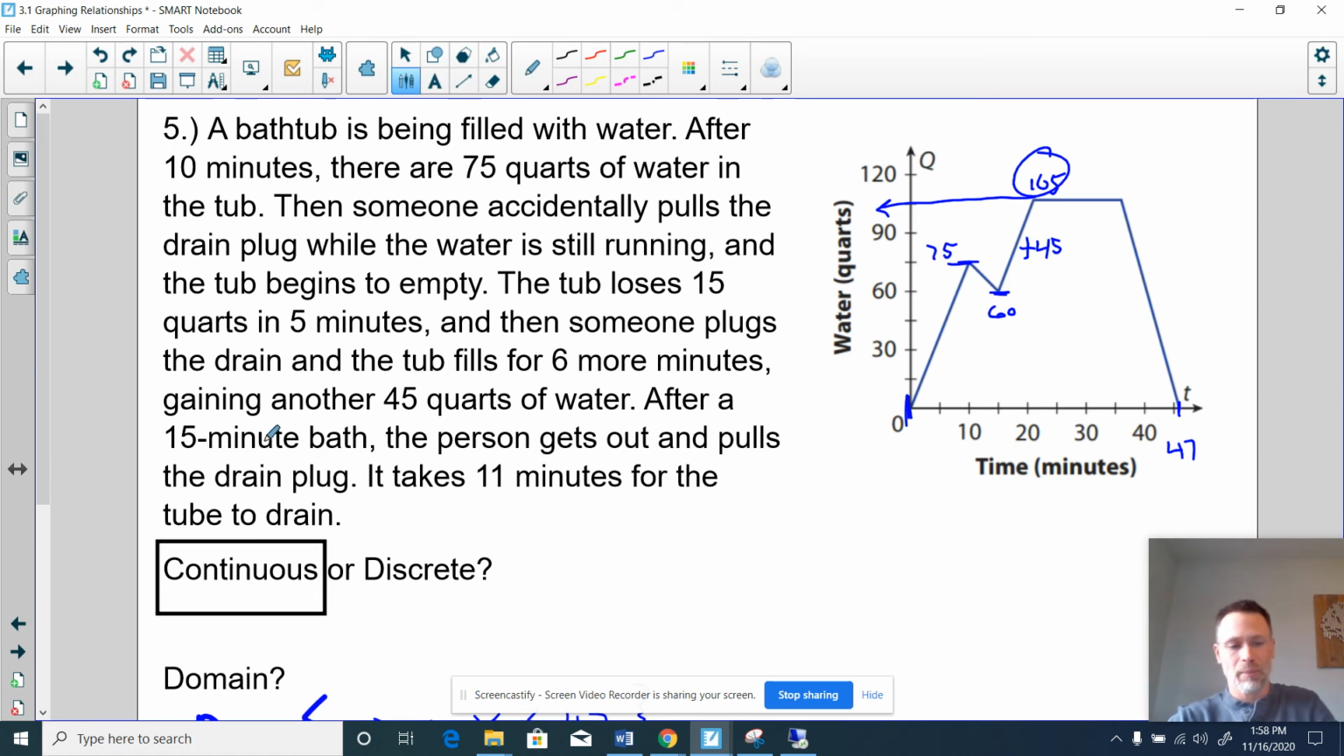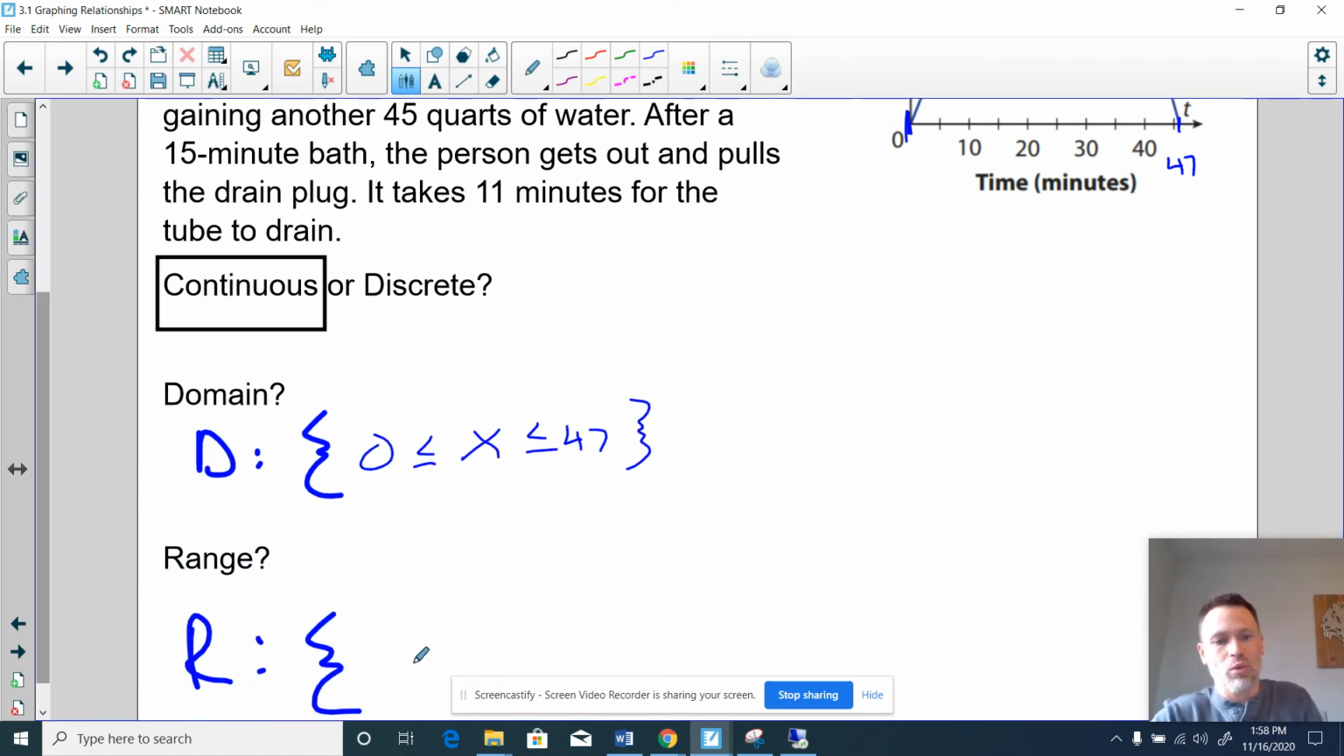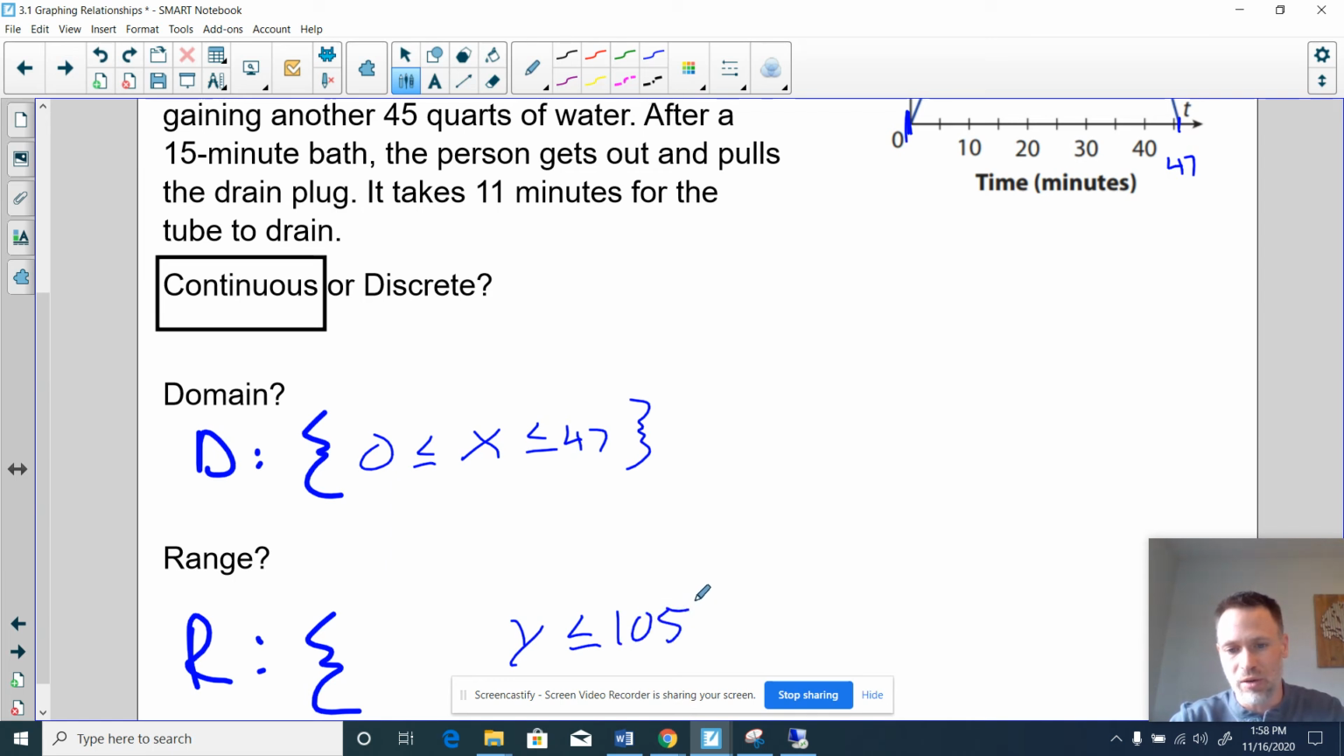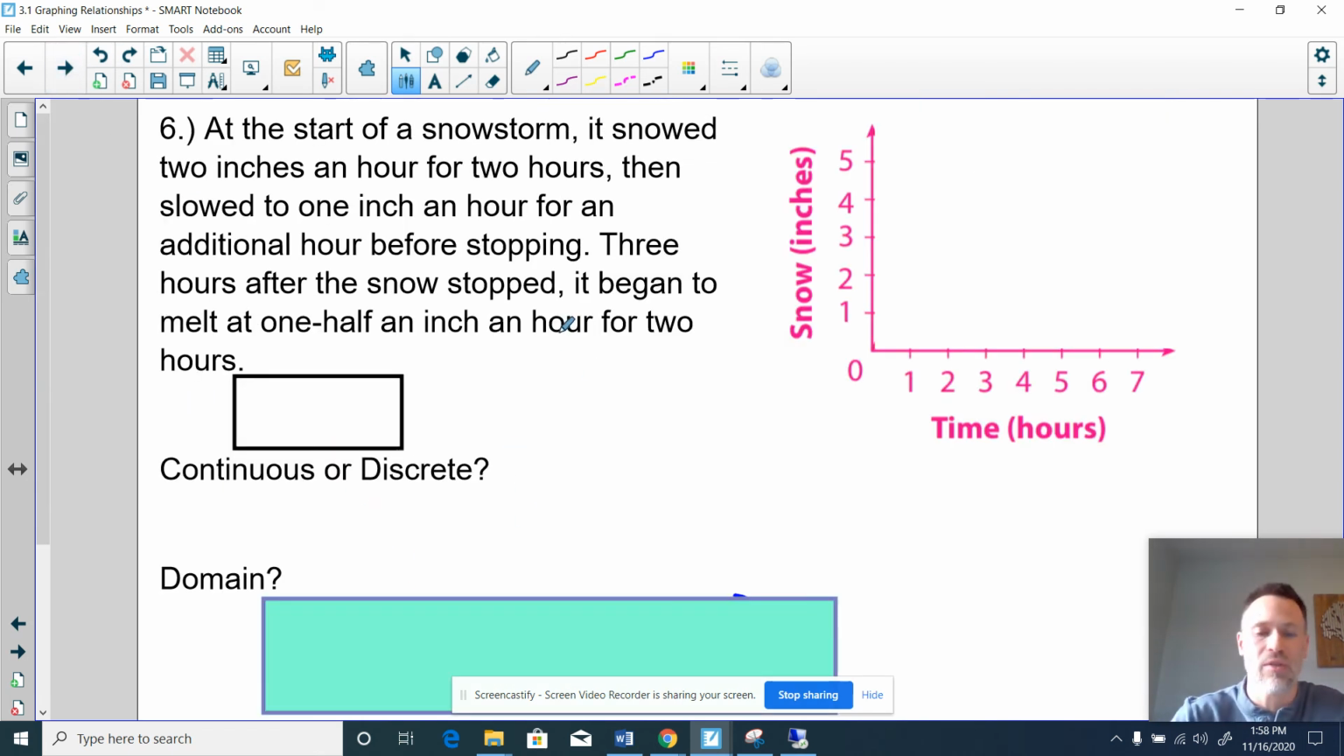It's 105. Okay. So now when we write the range here, again, it's not possible for me to put 1/10 of a quart, 2/10 of a quart. It's ridiculous, right? I'm going to write another inequality. It says that y has to be less than or equal to the maximum amount of water, which we said was 105 quarts. But then also it's going to be greater than or equal to that zero value, right? At time zero, there was 0 water in the tub. Okay, that's an example of a continuous graph. That one was continuous. Okay, another one.